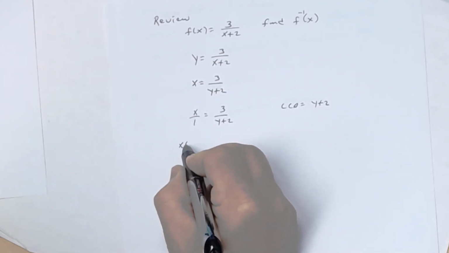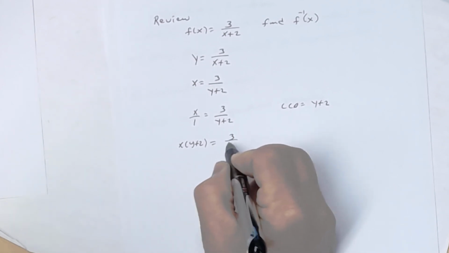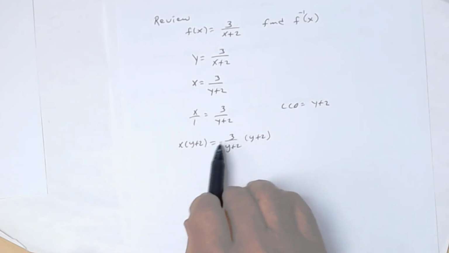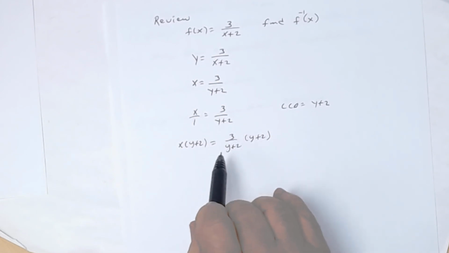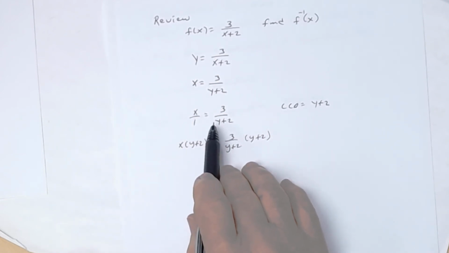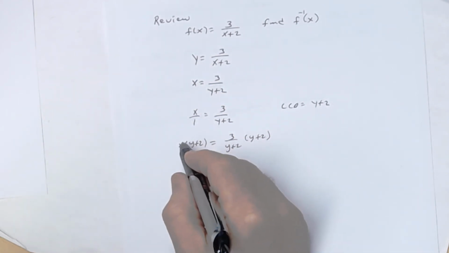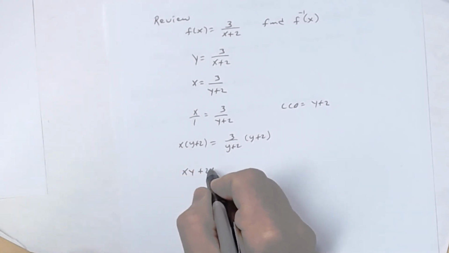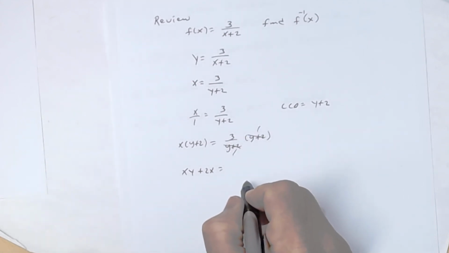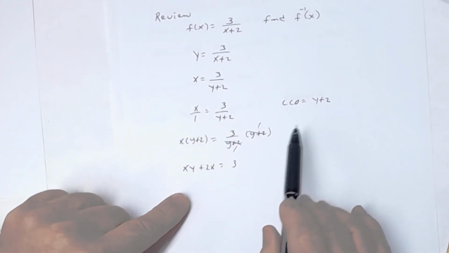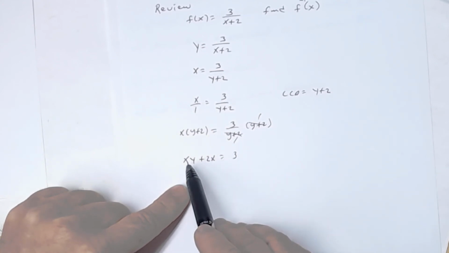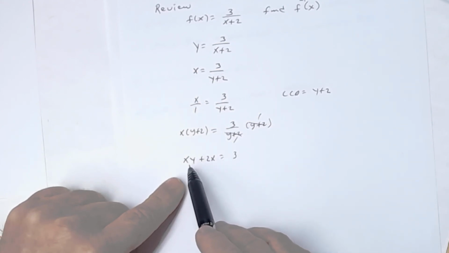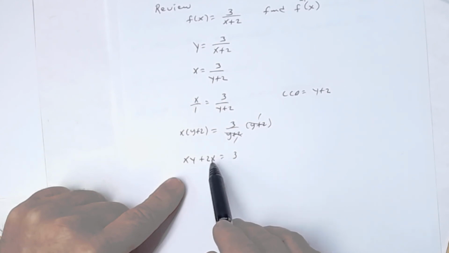So I'm going to get x times y plus 2 equals 3 divided by y plus 2 times y plus 2. All I did was take this equation and multiply both sides by y plus 2 to clear those fractions. Notice that this denominator had the variable I'm looking for. Now we're going to get rid of the parentheses. So I have x times y plus x times 2, which is 2x, equals, and then these divide out, and you get 3. Remember, I'm trying to solve for y. There are three terms altogether, and the only term that contains the variable y is this one. So we're going to subtract 2x from both sides. We're going to bring the 2x to the other side.